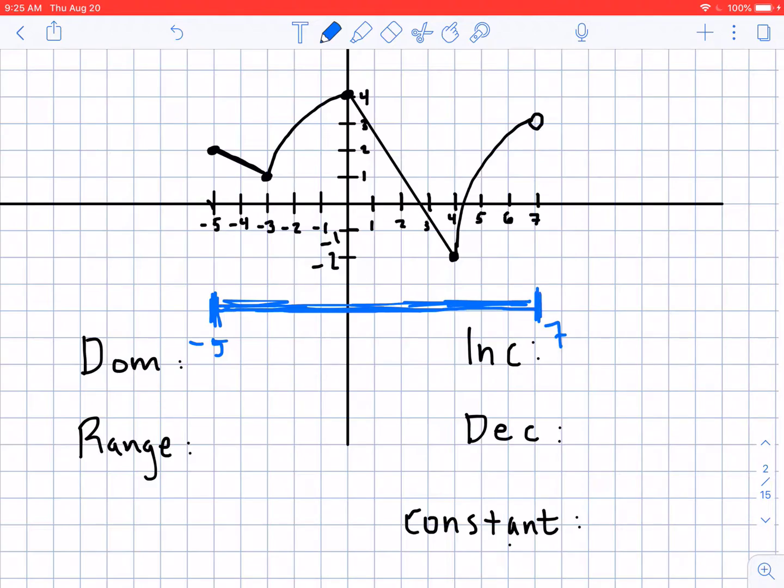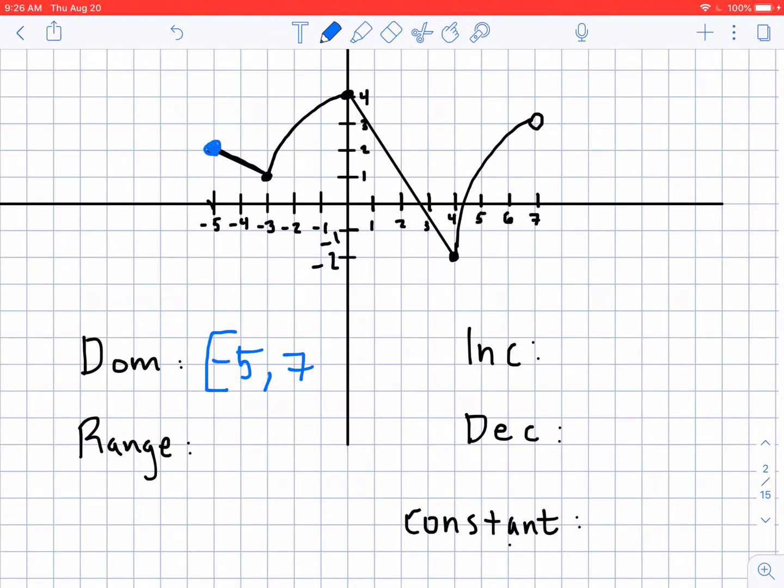So great. So then how would we write that as an interval? Well, it goes from -5 to 7. From negative 5 to 7. How are we going to cap this off? I hope you agree that the negative 5 is going to get a bracket because it's included there. That's a closed circle. But the 7 is going to get a parenthesis because of this open circle. So that's the domain of this function.